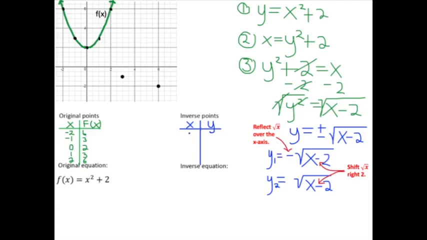So -2, 6 switches to 6, -2. -1, 3 switches to 3, -1. 0, 2 switches to 2, 0. 1, 3 switches to 3, 1. And 2, 6 switches to 6, 2.